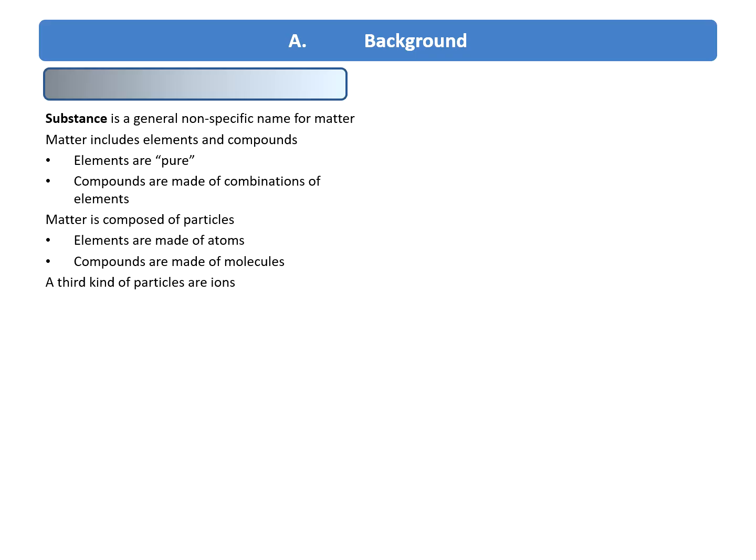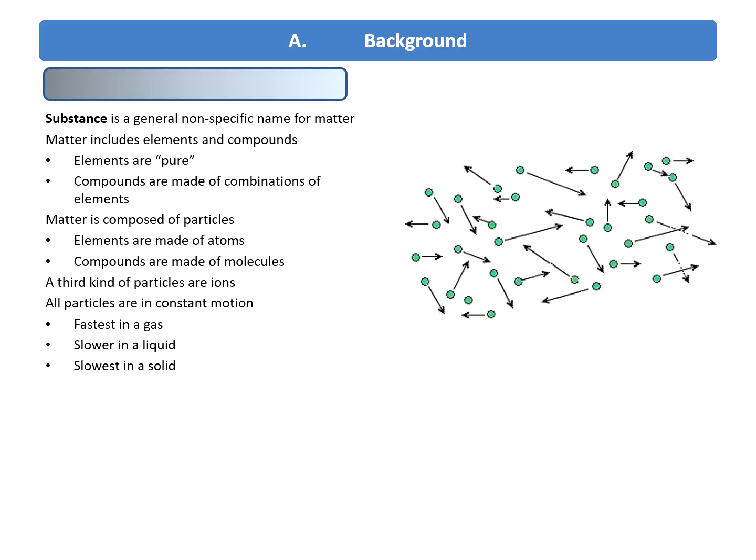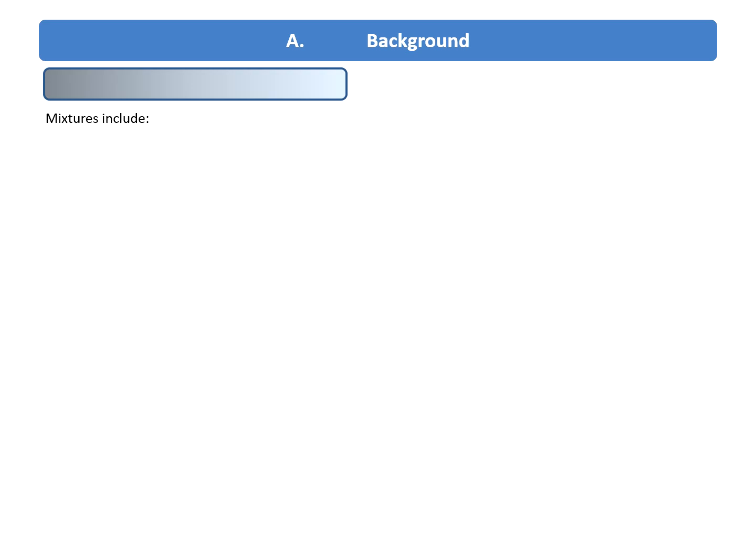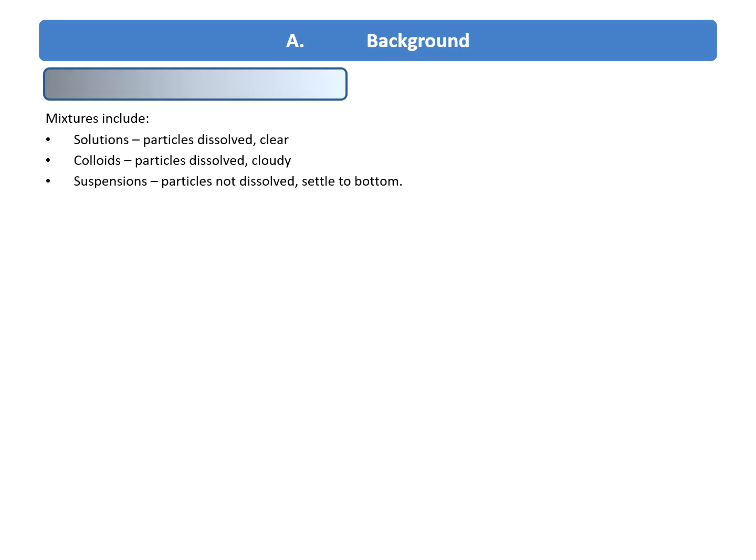A third kind of particles are ions. All particles are in constant motion. They move fastest in a gas, slower in a liquid, slowest in a solid. Mixtures include solutions. Particles are dissolved and the solution is clear. Colloids. Particles are dissolved, but the solution is cloudy. Suspensions. The particles do not dissolve, but they settle to the bottom.